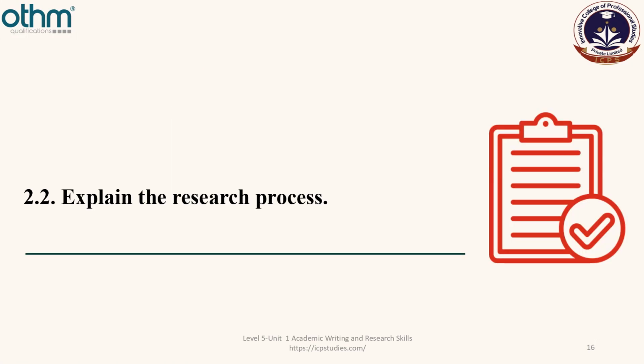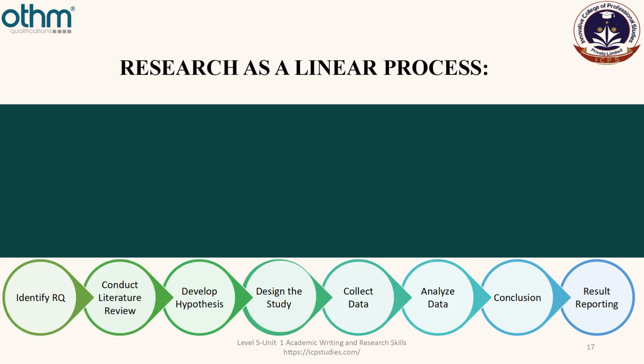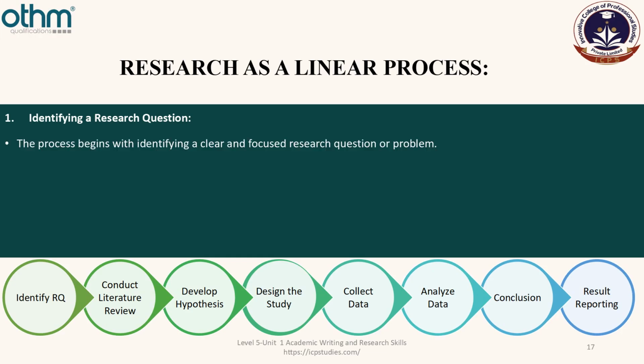Then we have the second assessment criteria, in which we explain the research process. So we have a very lengthy research process here, you can see in the picture. The first step is to identify a research question. When we are conducting research, it is very important to check what we want to find out, and to check this, we have to identify our research question.